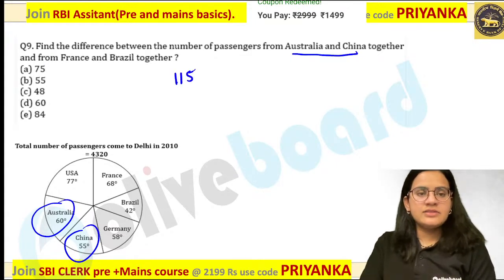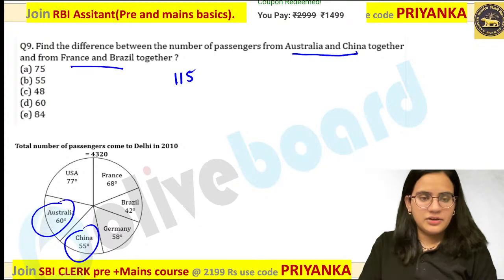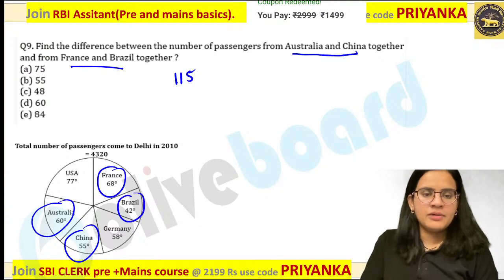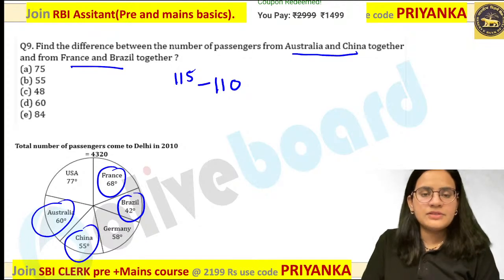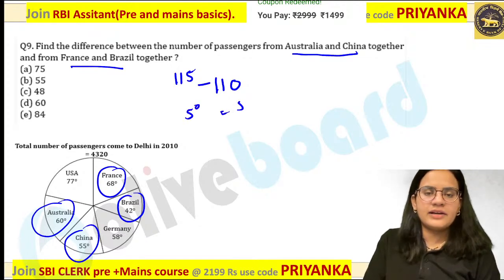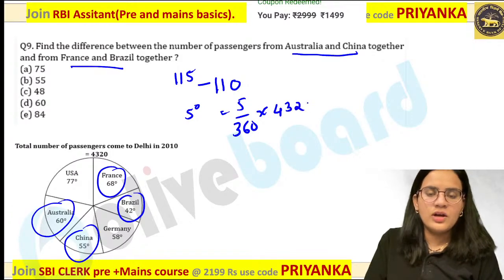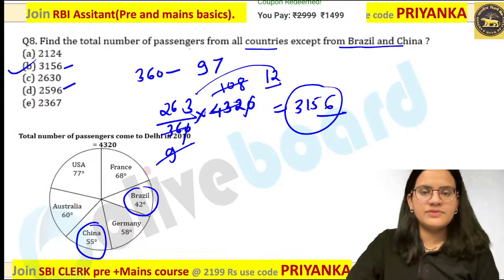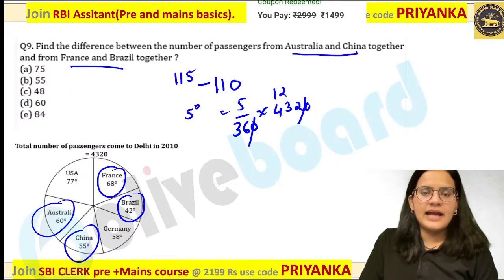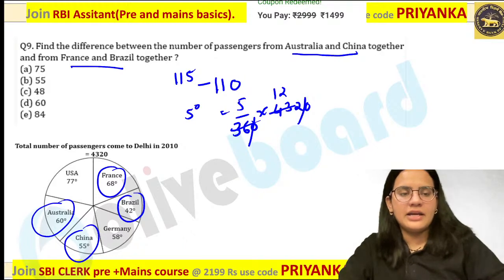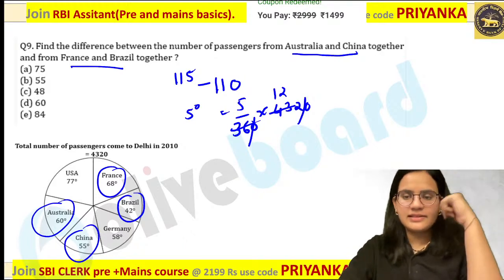And if you are checking France and Brazil together, if you are adding both of the values, that is nothing but 110. How much is the difference? 5 degrees is the difference. So I can convert this as 5 upon 360 into 4320. Last question itself you have seen the multiplication factor is 12 over here. So directly I can mark this as 12 and write my answer as 60 degree in this case.